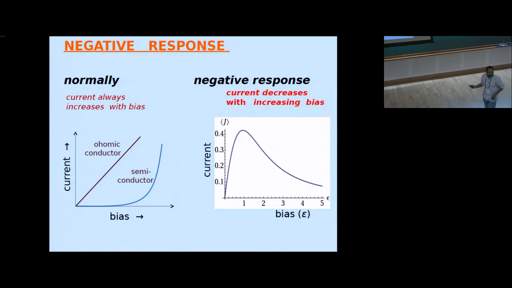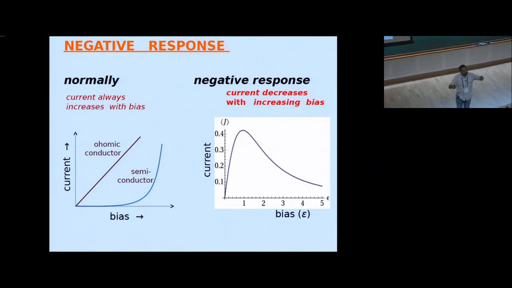But what I'm going to say today is that both these expectations can fail. If you have a potential, current flows in this direction, but instead the current can flow uphill. It can happen in non-equilibrium. The other thing is that some current is flowing in the system, you increase the potential, and the current actually can decrease.